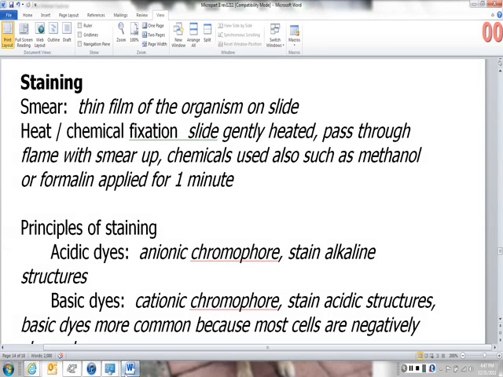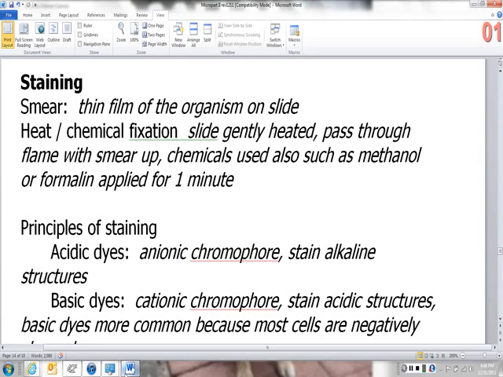With heat fixation, the slide is gently passed through a flame with the smear side up. Generally, 3 quick passes are done, and care should be taken to make sure the slide does not get too hot. As a rule of thumb, you should be able to stick that slide on the back of your hand immediately after passing it through without burning yourself.